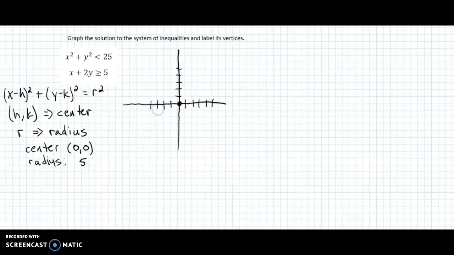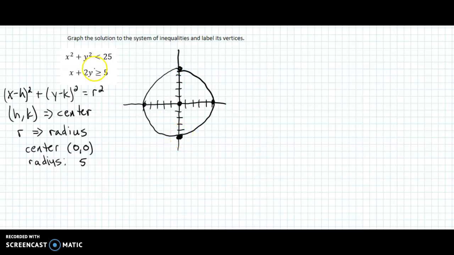1, 2, 3, 4, 5. And then just count out 5 in every direction: up, down, left, and right. And then draw your circle the best you can. And that will suffice for here. I missed this bottom point here.